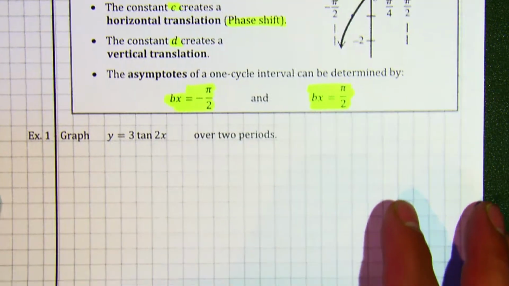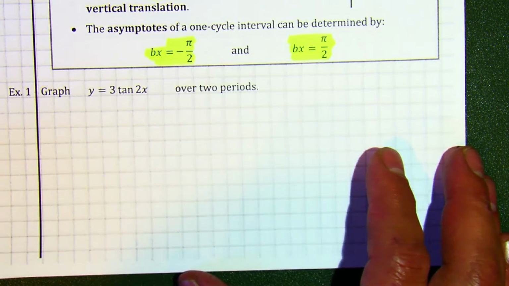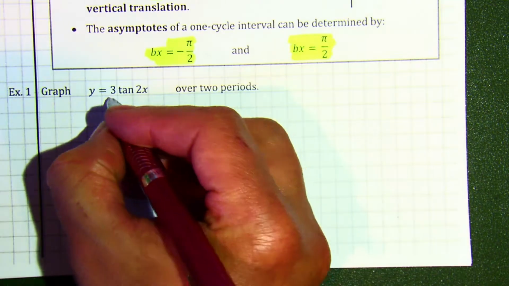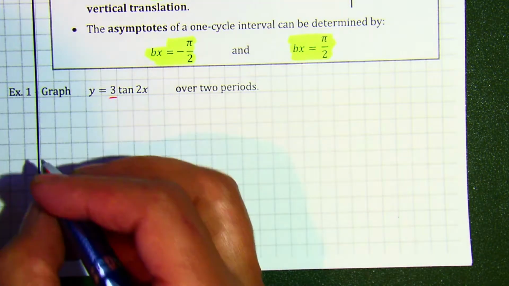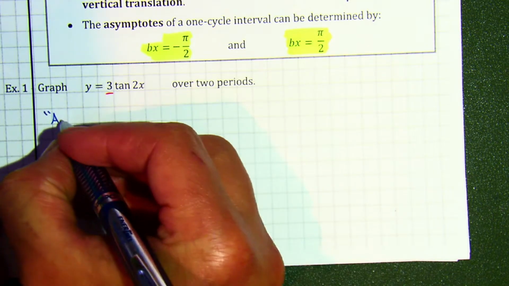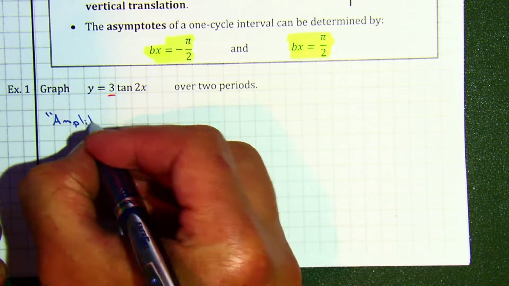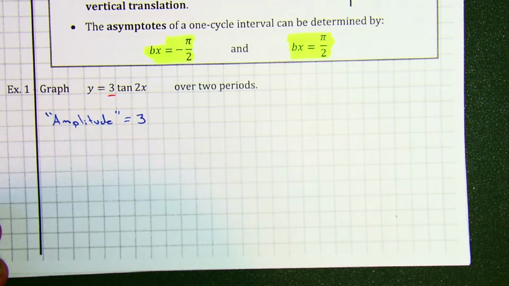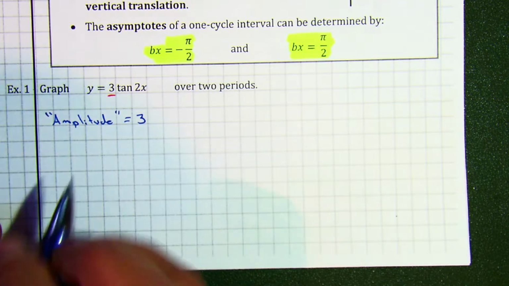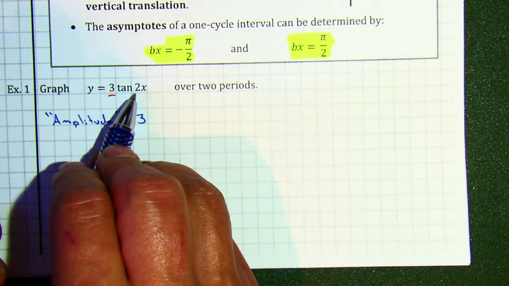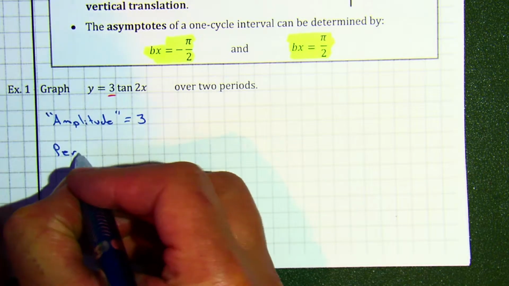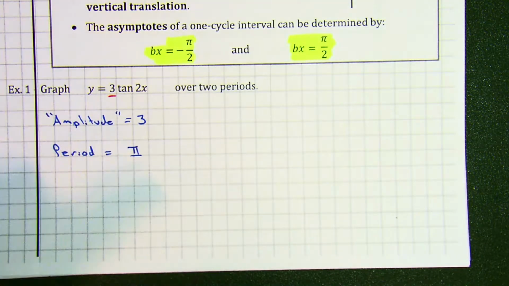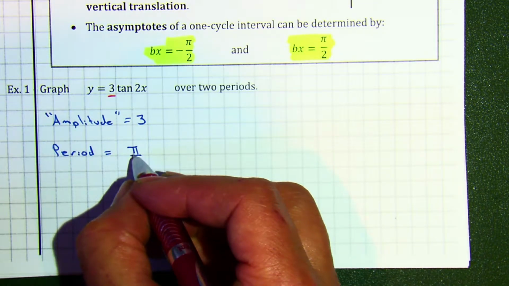Example number 1. We need to be able to graph the following function over 2 periods. So we're going to start with the first number. The 3 will be your amplitude. Well, it's not called an amplitude, but for purposes, we'll put it into quotation marks because it's no longer called the amplitude. It's 3. Then the 2 is your B. That'll be your period. Your period now is pi over B, in this case pi over 2. That means that a full cycle, the length, will be pi over 2.